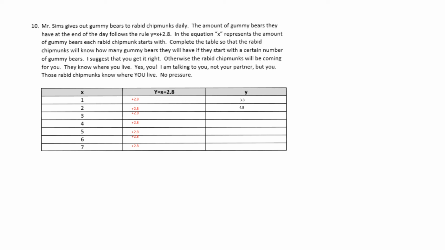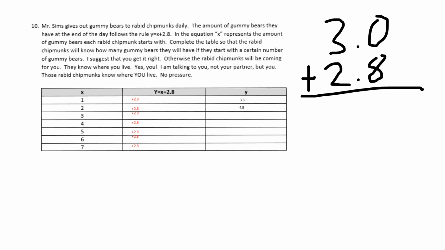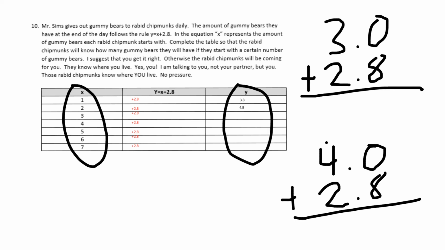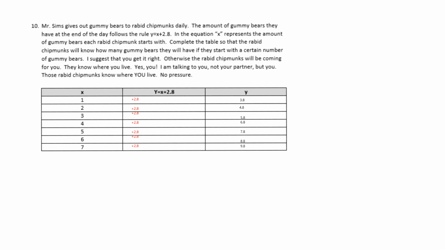And you're just going to do that for all the other problems. You're going to do 3 plus 2.8. Okay. You're going to do 4 plus 2.8. And you're going to do that for all of these input values to get y output values. And if you do that, here's what you're going to end up getting. And that is how the table is filled out. Once again, just make sure you fill out the process, which you get from the equation, and make sure you fill out the output values. But that right there is how you fill out the table for it.